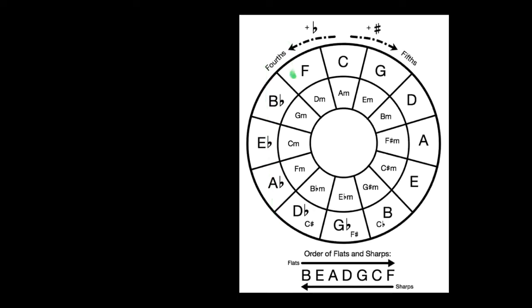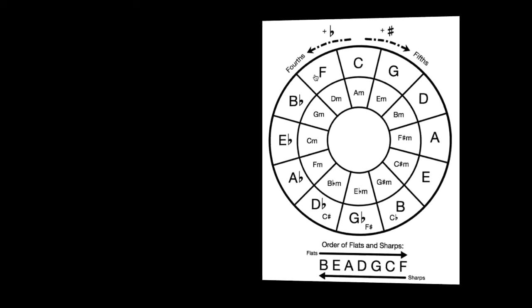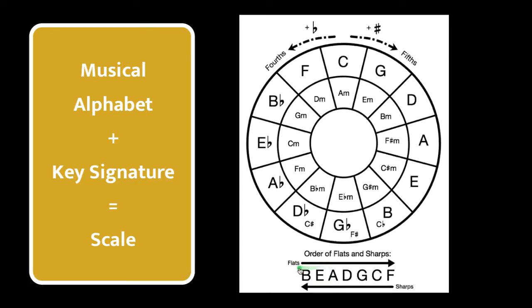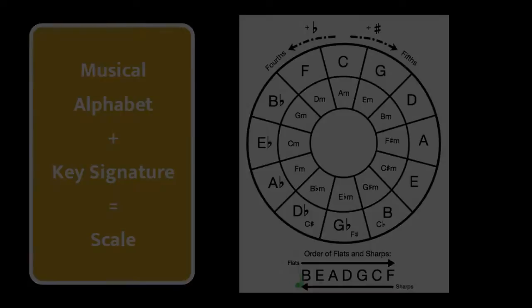So this scale would be spelled just the alphabet, F, G, A, B, C, D, E, F, but we have to add that flat when we get to B. So F, G, A, B flat, C, D, E, F. So you just add the key signature to the alphabet. It's that simple. Let's try another key.